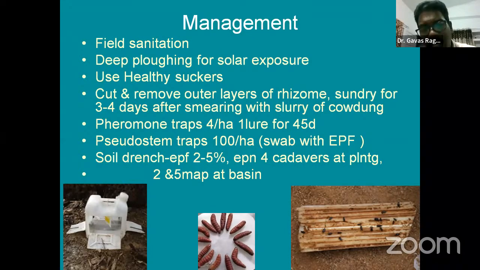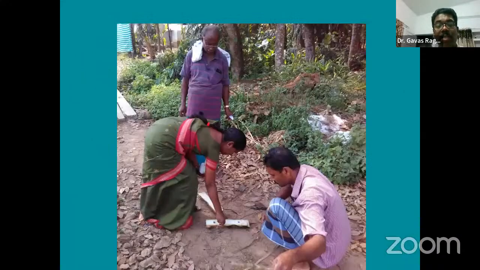Like I told you, pheromone traps are also recommended. Pheromone traps can be placed at the rate of 4 numbers per hectare, and after 45 days we have to replace the lure. And we have even standardized application of cadavers. EPN, entomopathogenic nematode infected cadavers, can be placed near the plant rhizome at the time of planting, and then applied 2 more times, 2 months after planting and 5 months after planting, at the base of the plant. So these are some of the pictures just to show you.